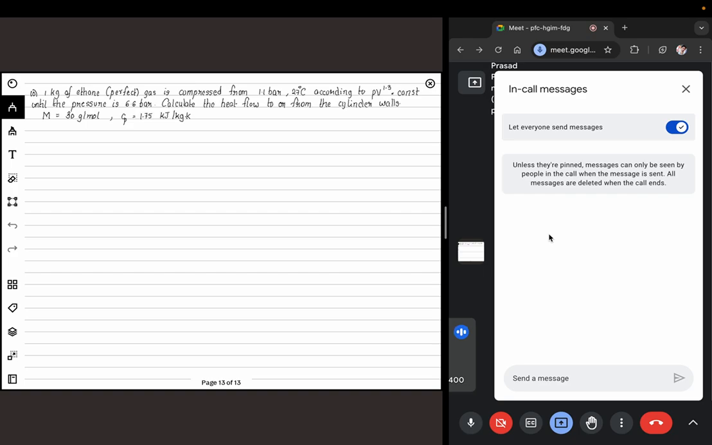So here you have ethane, which we assume to be a perfect gas. It's compressed from an initial 1.1 bar and 27 Celsius according to a polytropic process, with the relation PV to the power 1.3 equal to constant, until the final pressure is 1.6 bar. Calculate the heat flow to or from the cylinder walls. Molecular weight is specified and Cp is specified.